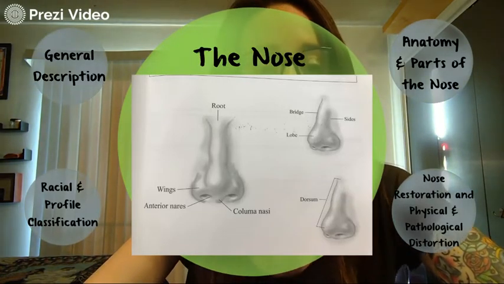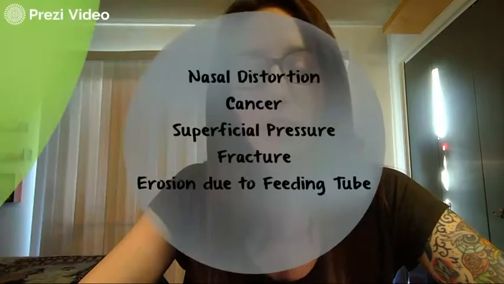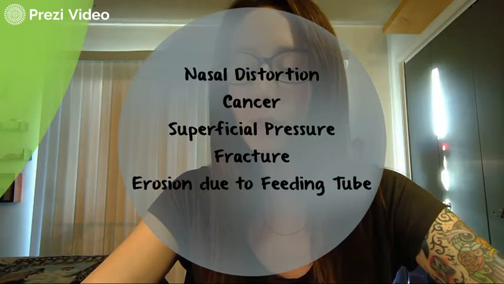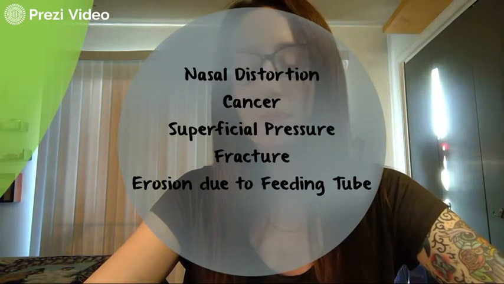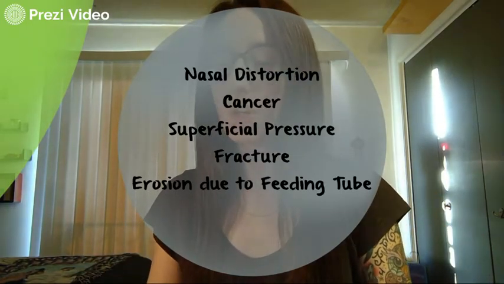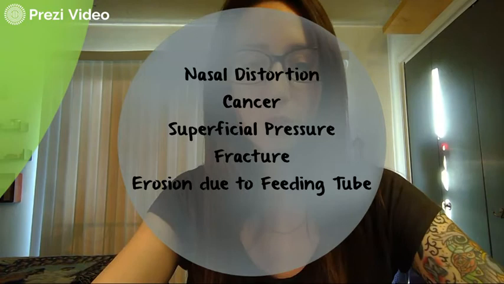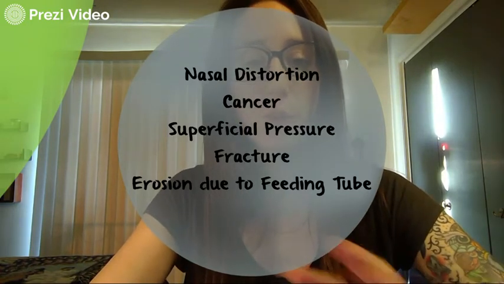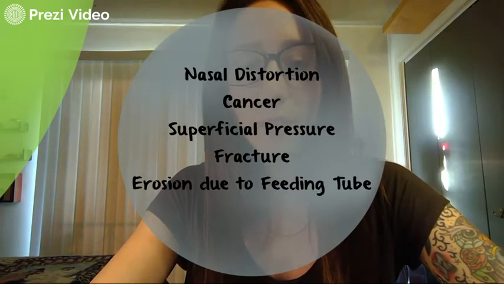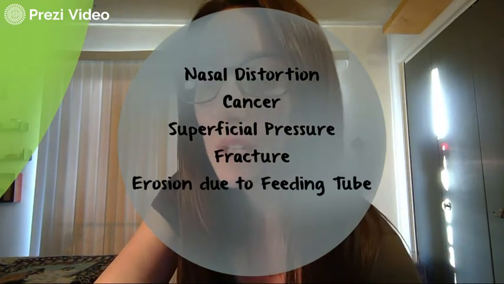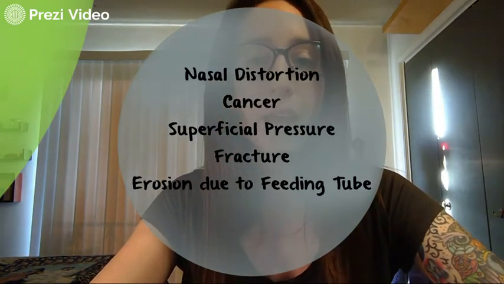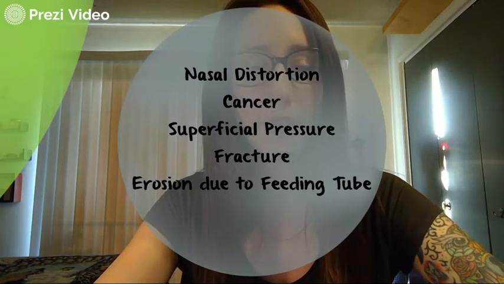Okay, next we'll go into the nose restoration and physical and pathological distortion. So nasal distortion is defined as a state of being twisted or pushed out of natural shape or position. Different things can cause this distortion. Some of the causes are going to be cancer, superficial pressure, fracture of the nose, and erosion due to the feeding tube. So for cancer being the first reason for distortion, the treatment would be temporary sutures that can be used to hold the nose in place during embalming and then removed after embalming before your waxing and restorative art.